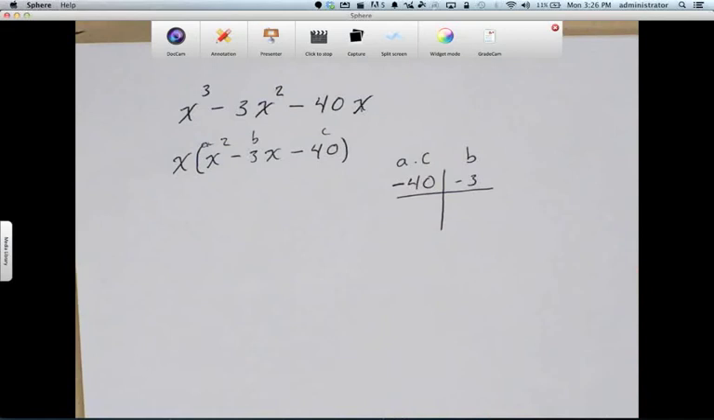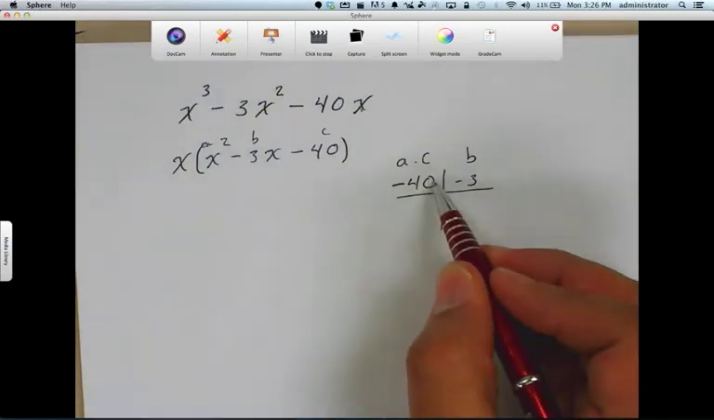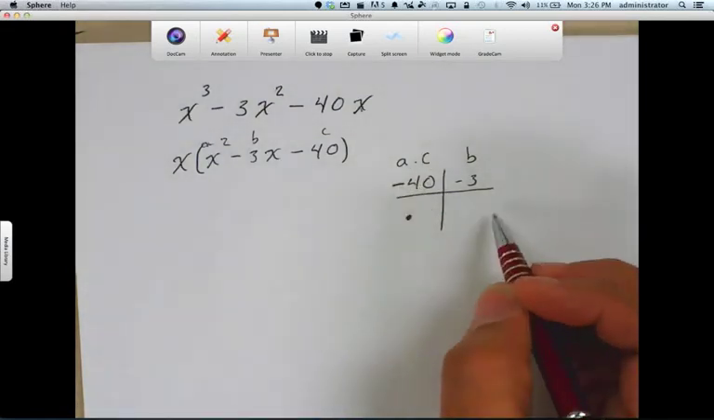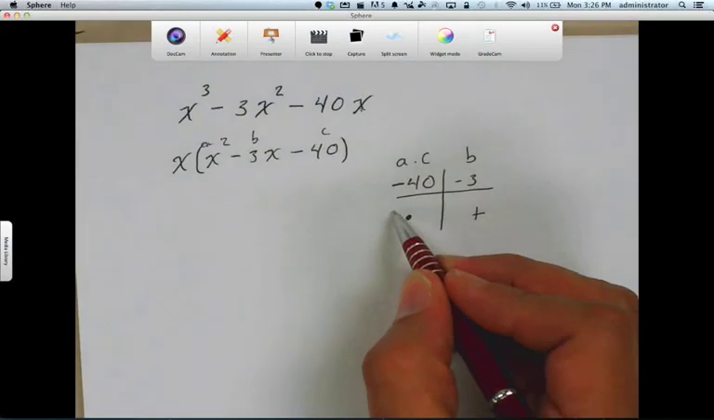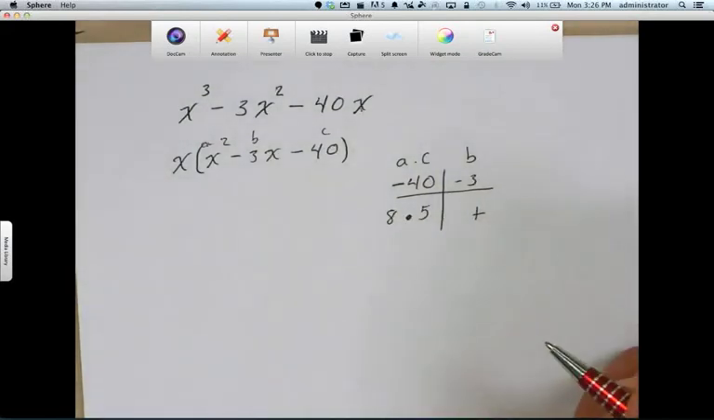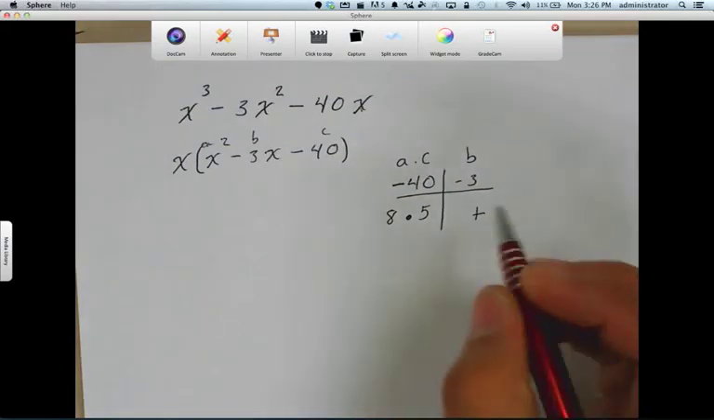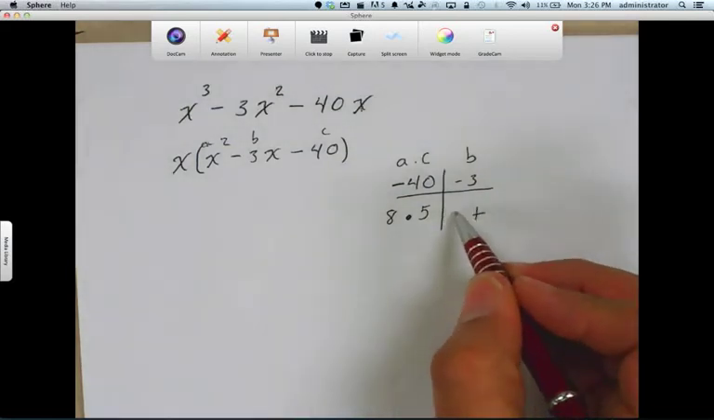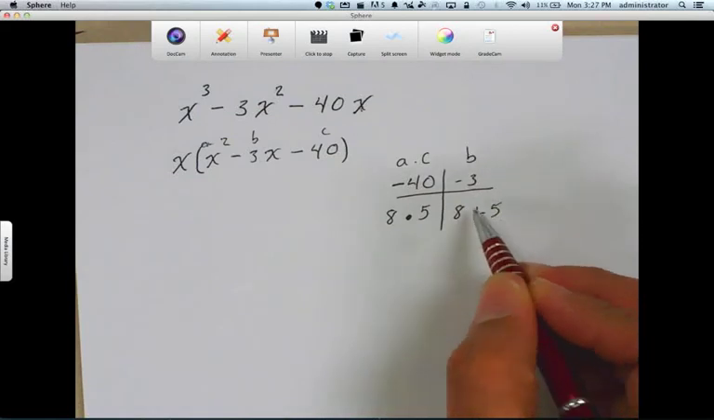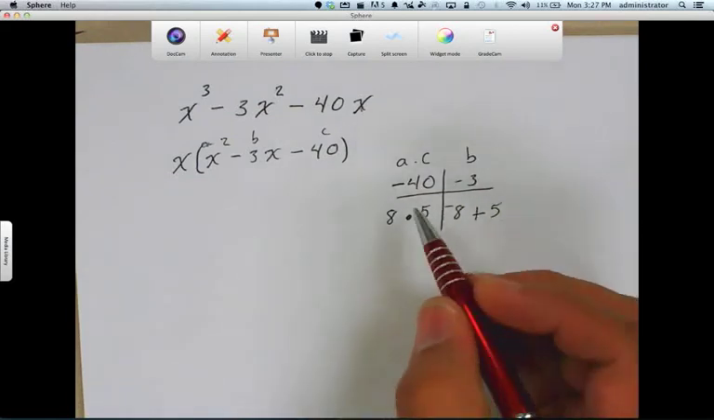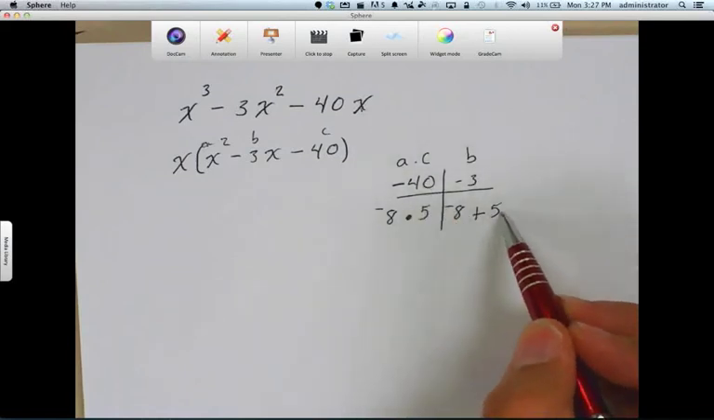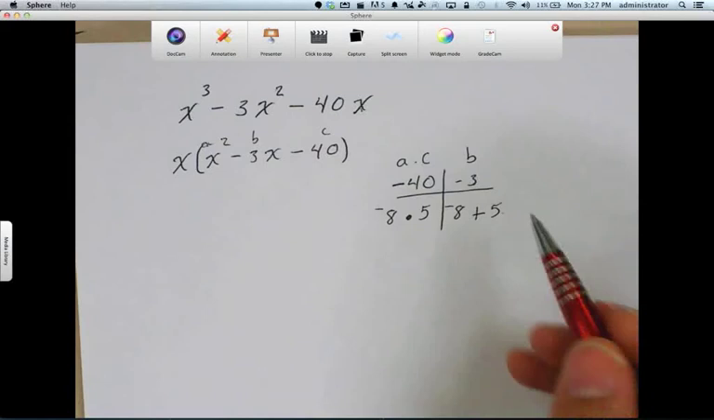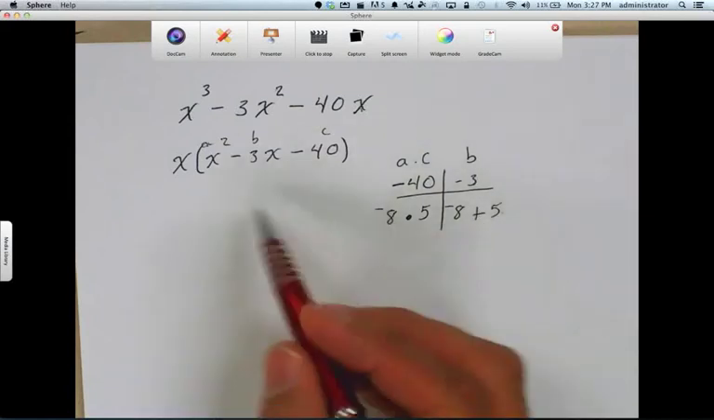Okay, so what I want to do is take a look at two numbers that multiply to give me negative 40, but when I add them, my answer is negative 3. Well, one of the numbers that comes to mind is 8 times 5, and that gives me 40. If I put a negative here, and a positive here, I end up with a negative 40. Negative 8 plus 5 gives me a negative 3. So these are my two factors that I can factor this trinomial into.